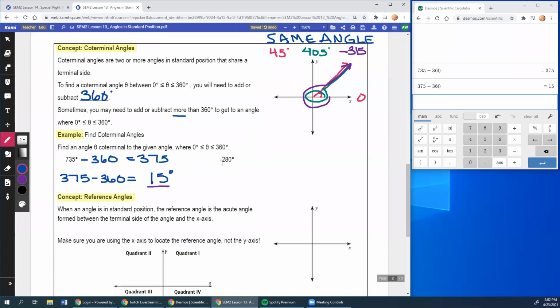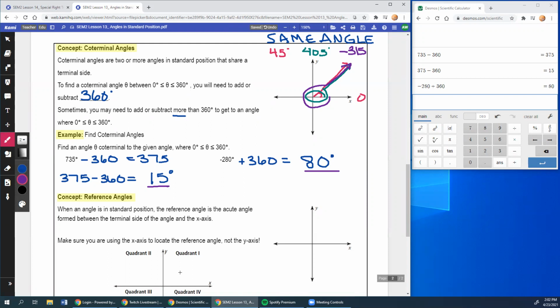All right, our next one, negative 280. So we need to get it between 0 and 360. So this one, we are going to add 360. Let's see where that lands us. So negative 280 plus 360, 80 degrees. And look at that. We only had to go one round of addition, and we have it between 0 and 360. So there we go.